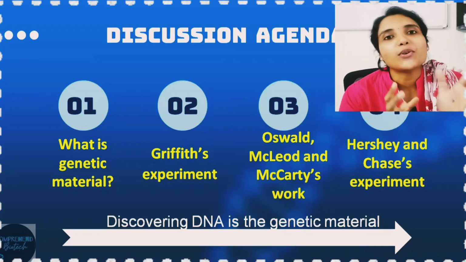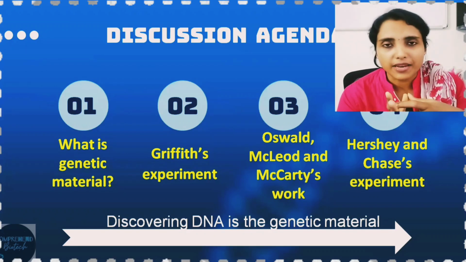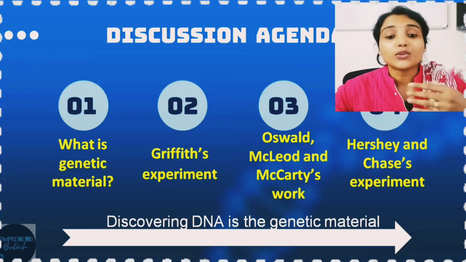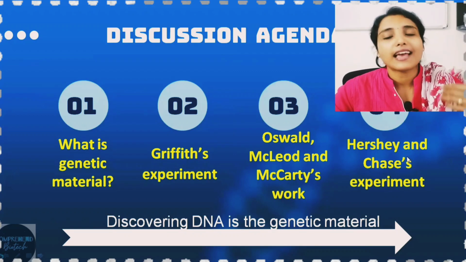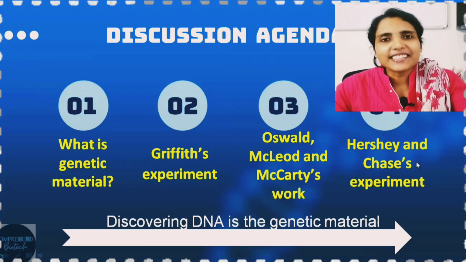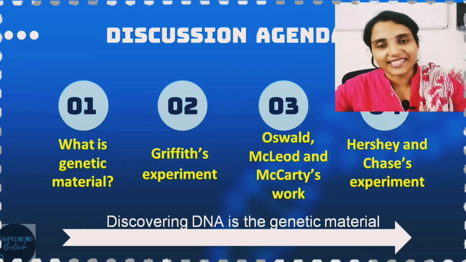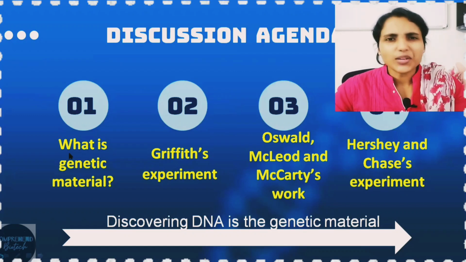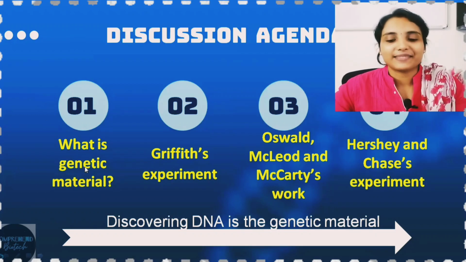So generally, when we talk about DNA being the genetic material, there are majorly three experiments that actually prove to us that yes, DNA is genetic material. So those three experiments are Griffith's experiment, Oswald, MacLeod and McCarty's experiment, and Hershey and Chase's experiment. Hershey and Chase's experiment was something that sealed the deal, and we finally got the proof that yes, DNA is the genetic material. So in today's discussion, first we'll be starting with what do you mean by a genetic material? What are the characteristics of a genetic material? And of course, what is Griffith's experiment?